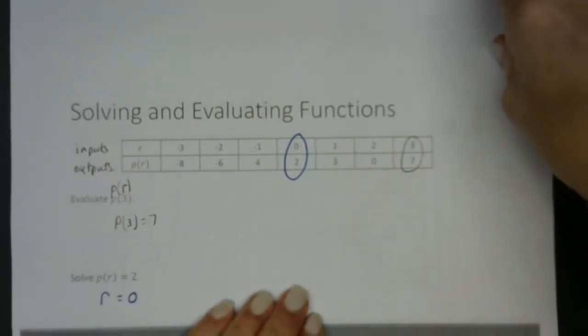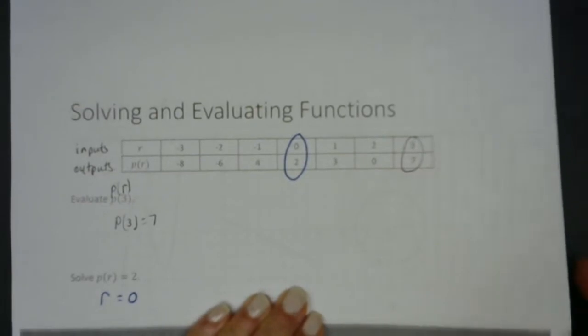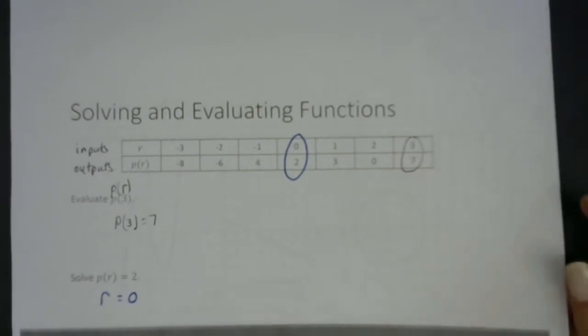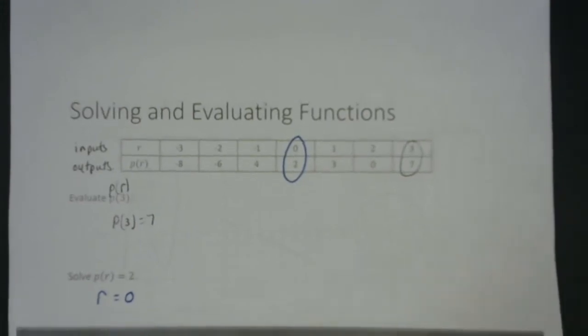All right? So when we evaluate a function, we're looking for the output of the function. If we're solving a function, we're looking for the input that gives us a specific output.